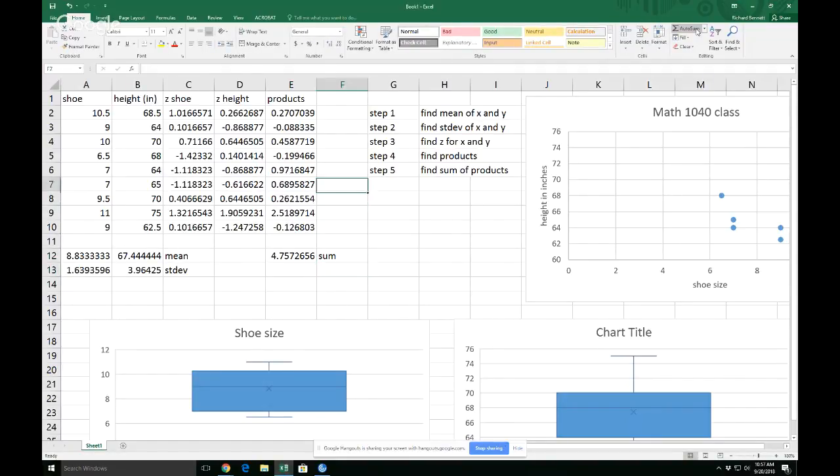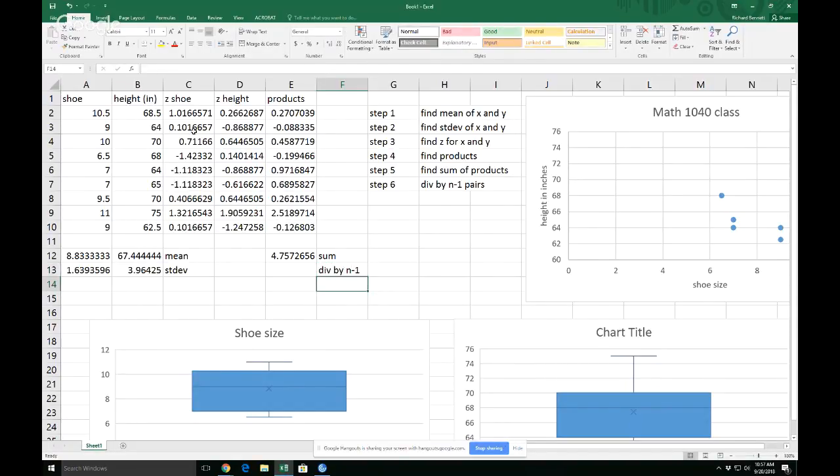Robert, what's the next step? Then you divide by n minus 1. So that's step 6. Sorry, the sum of the products, I was looking down. Will you do that part again? What ones did you take? That column right there, the sum of all of them. And then we're going to divide by n minus 1.